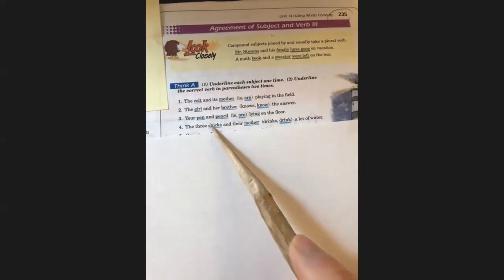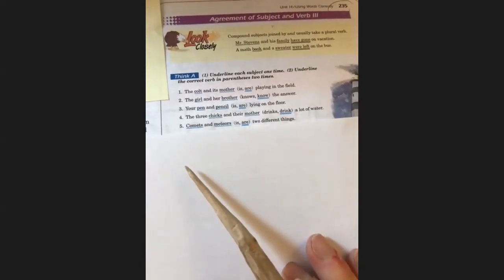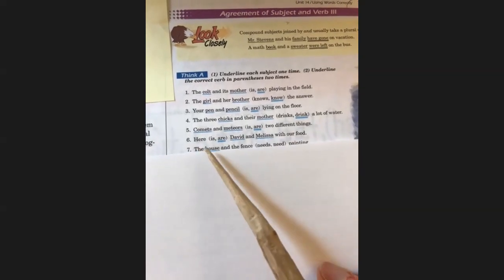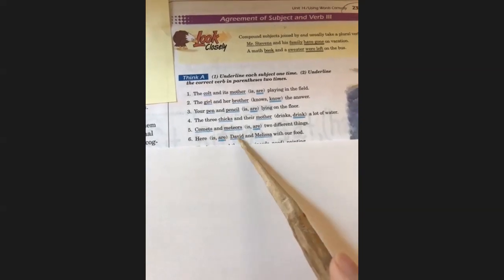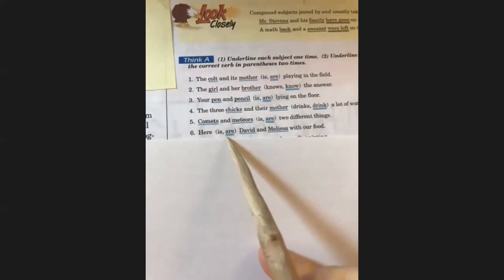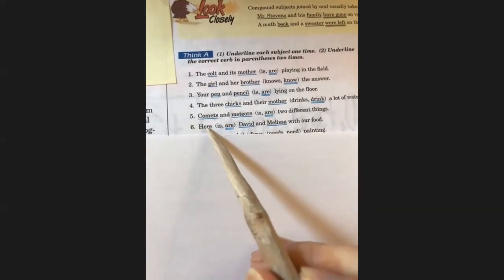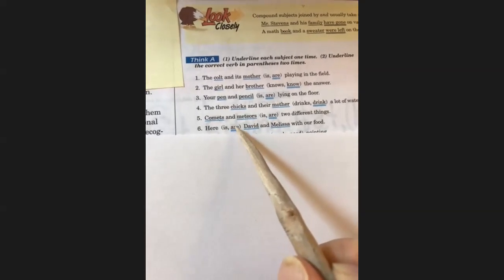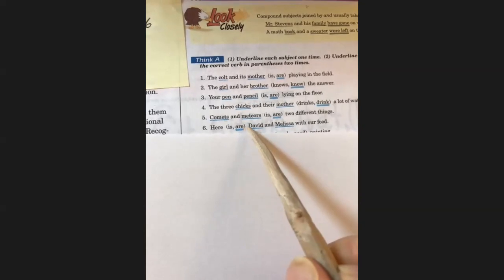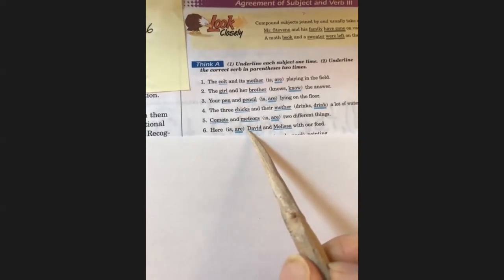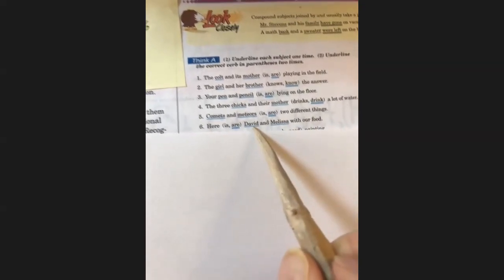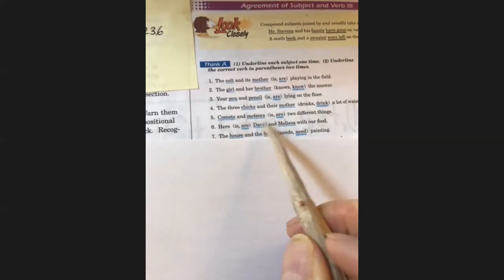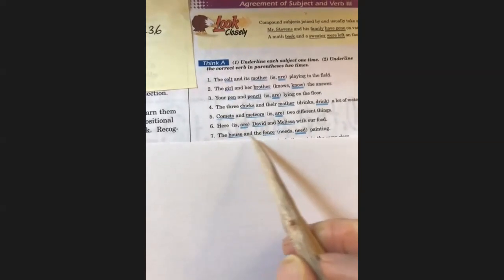One mother would be drinks, but together they're compound. It takes the plural verb, like we said yesterday. Comets, meteors are. Are. What's the subject? David and Melissa are. Now be careful on this one. Remember what we said about the word here and there? Here and there are not the subject. So look for a noun after the verb and see, is the verb talking about that? Or could we say David and Melissa are here with our food? We could. We could say David and Melissa are here with our food. And so that is the subject. David, Melissa. Compound. House, fence, need.